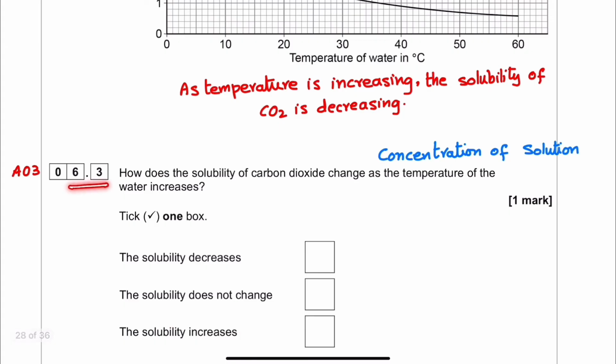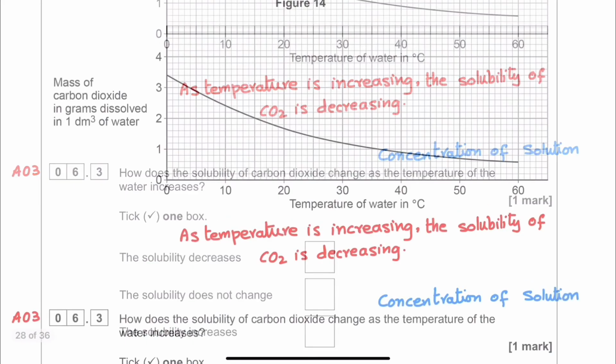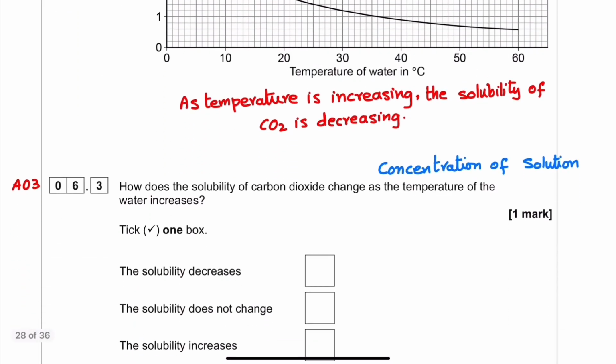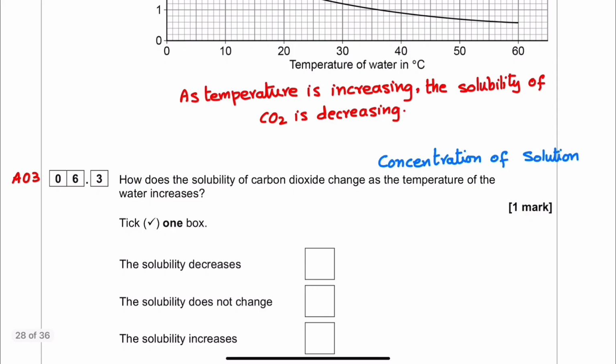6.3 is an AO3 question. How does the solubility of carbon dioxide change as the temperature of the water increases? This question is from the topic of concentration of solution. From the graph, we can see that as the temperature of the water is increasing, the solubility is decreasing, meaning the mass of carbon dioxide in the water is decreasing. So we will say that the solubility is decreasing.